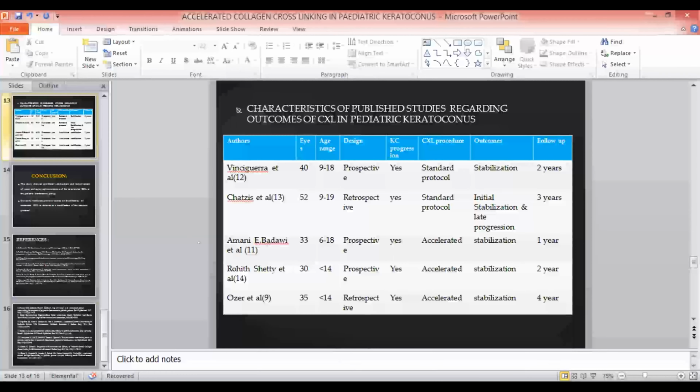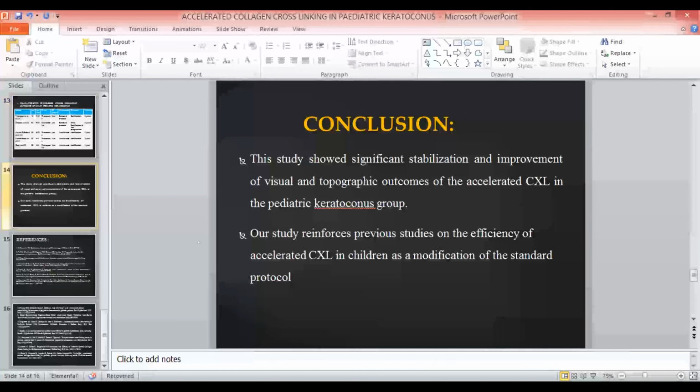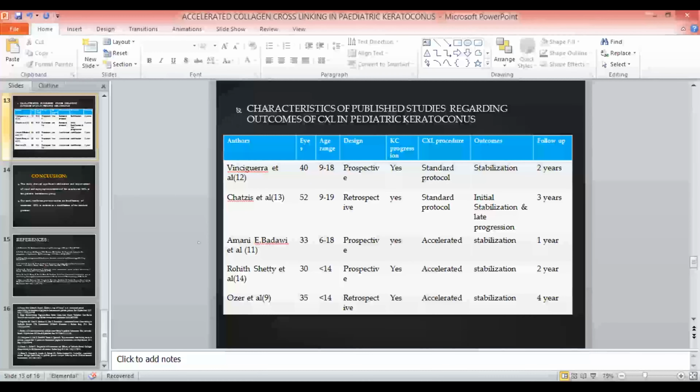This is a table showing the various published studies regarding the outcome of collagen cross-linking in the pediatric age group who have followed both the standard protocols and the accelerated protocols, all of which have shown much stabilization over periods of 1 to 4 years. And our present study also showed consistent results with these studies.